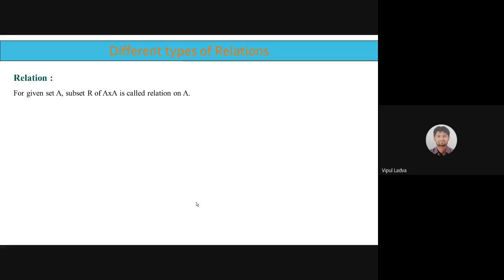Given set A, a subset R of A cross A. For any set A, the subset R of A cross A is called a relation on A. That means any proper subset of the product set will be known as a relation.